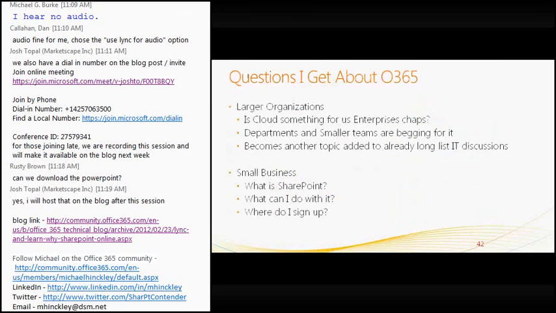So, what are some of the other questions I get about Office 365? Large organizations always want to ask, is it the cloud? Is it something for us? My answer is yes. It all depends, again, on what your business goals are and what you're planning to use it for. But I definitely see it as a solution for the enterprise.